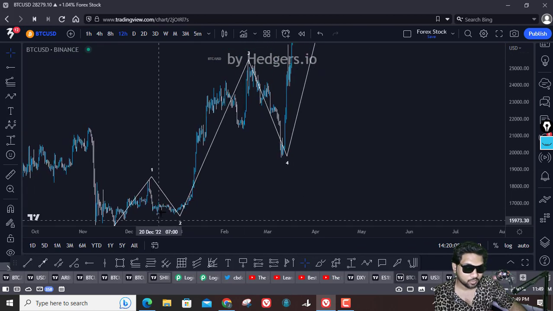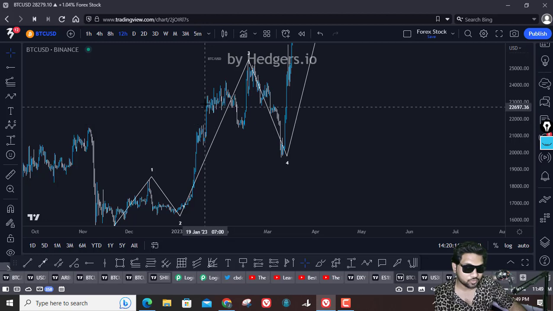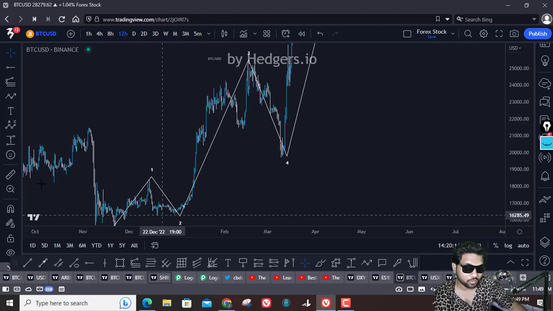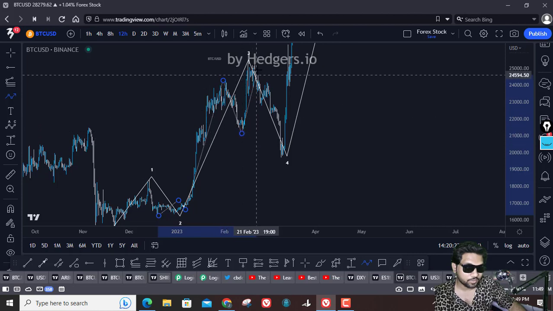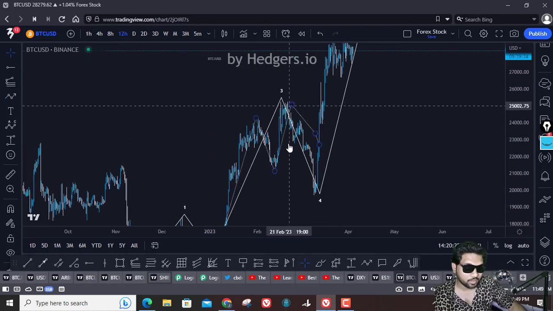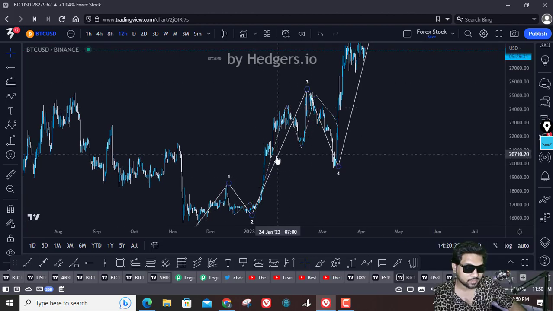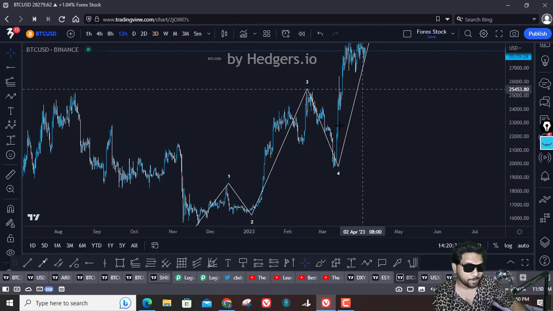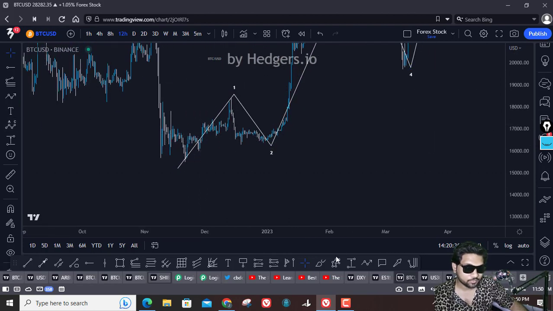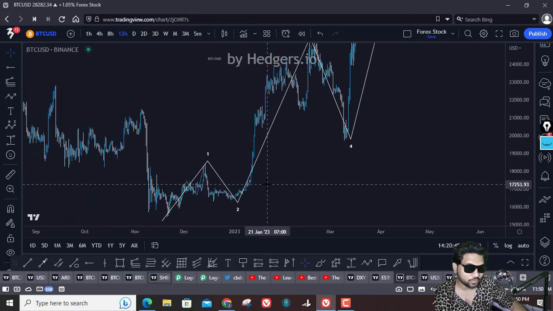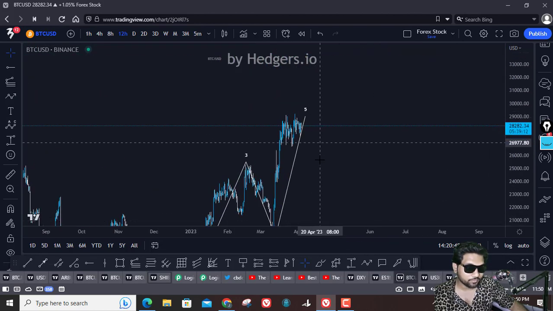We can see here 1, 2, 3, 4, 5. Let me just show you here. 4 and 5. That is why I'm more leaning towards that is the wave 3 here, and this is the wave 1, 1, 2, 3, 4, 5. As you can see here, 2, 3, 4, and 5. So that's why I'm more leaning towards that is the motive wave 3 and the motive wave 5.